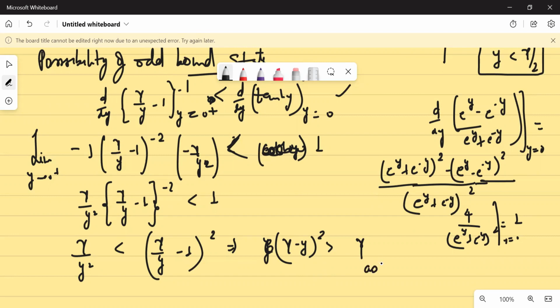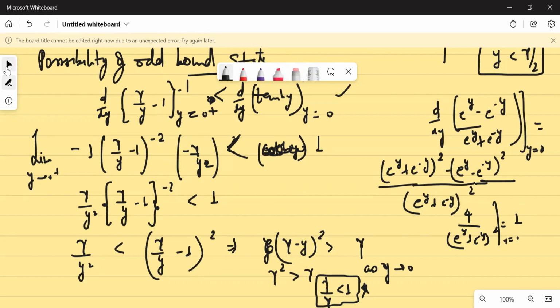Okay, and as y tends to 0, this will become gamma squared should be greater than gamma, and that would imply that 1 by gamma should be less than 1. So 1 by gamma or gamma should be less. This is how it is. Okay, so this is the condition. So 1 by gamma should be less than 1. Only then there is a possibility that your odd bound state would occur. Is that clear? And further, y should be less than gamma by 2. That is very much clear.